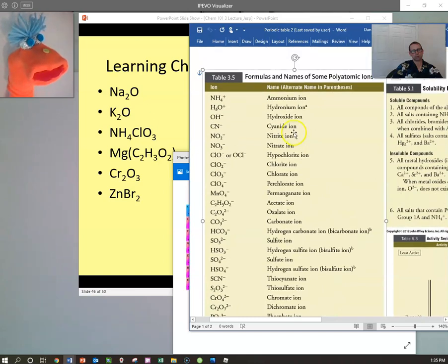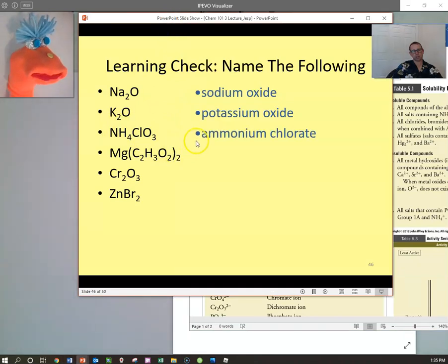Oh yeah, there it is at the top. Ammonium, NH4, that's right, is ammonium. And then ClO3 is right there. Chlorate. So what does that mean? Well, we would just name this ammonium chlorate, just like that. So we used our polyatomic ions chart to tell us what the names of those polyatomic ions were. Okay, good.